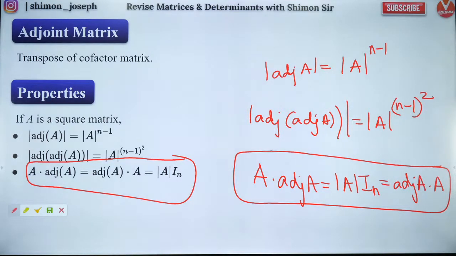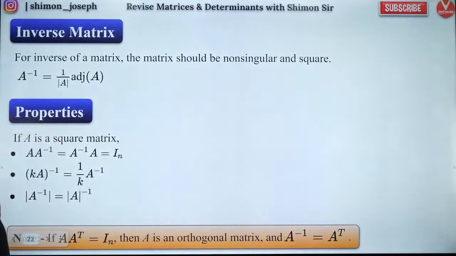Okay, so shall we proceed, guys? Are you all ready? So here we go, students. This is the next part, which is inverse of a matrix. Let's have a look at it.